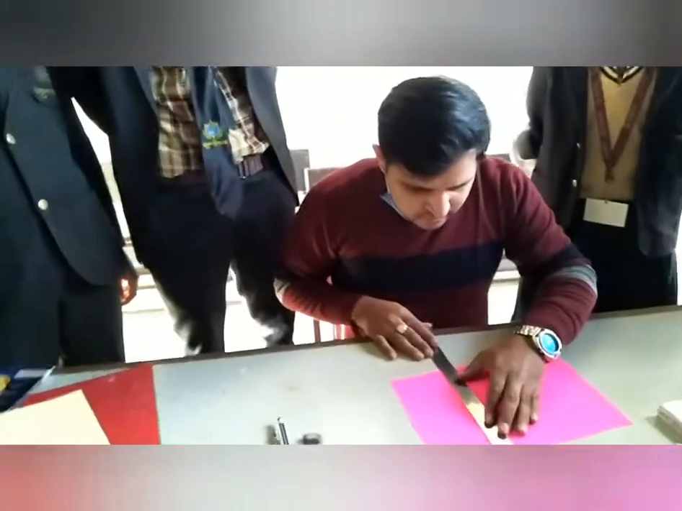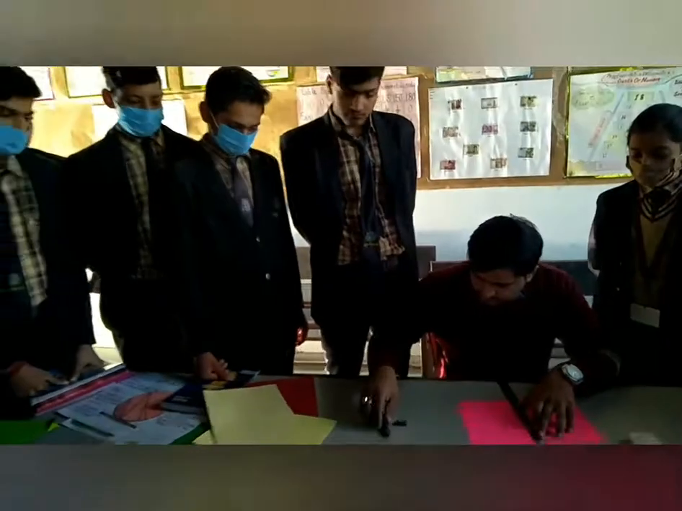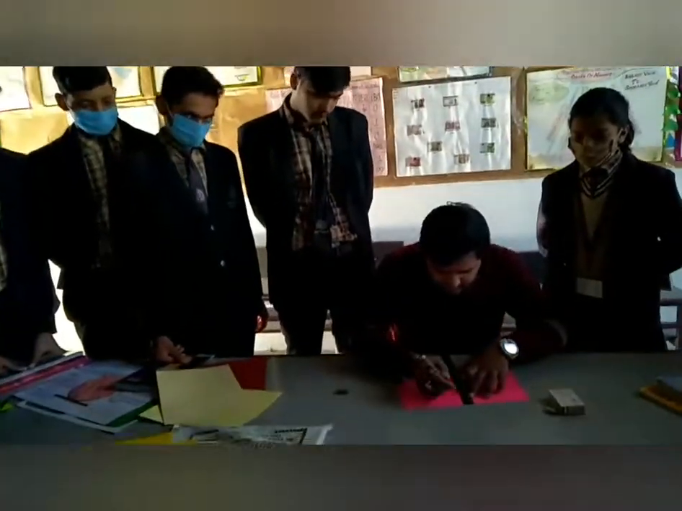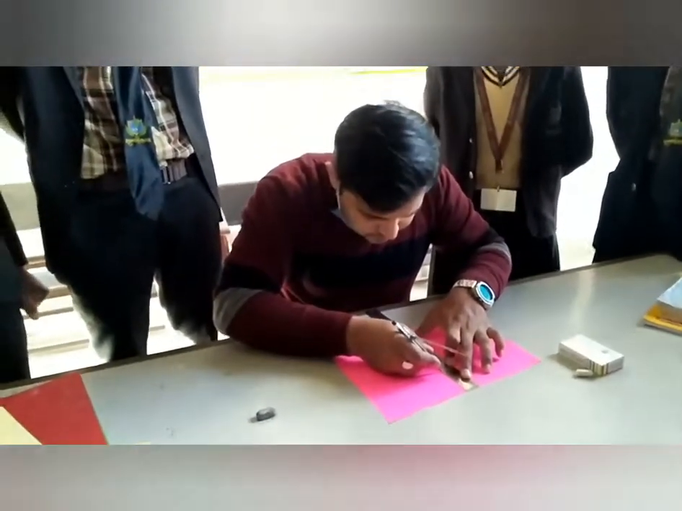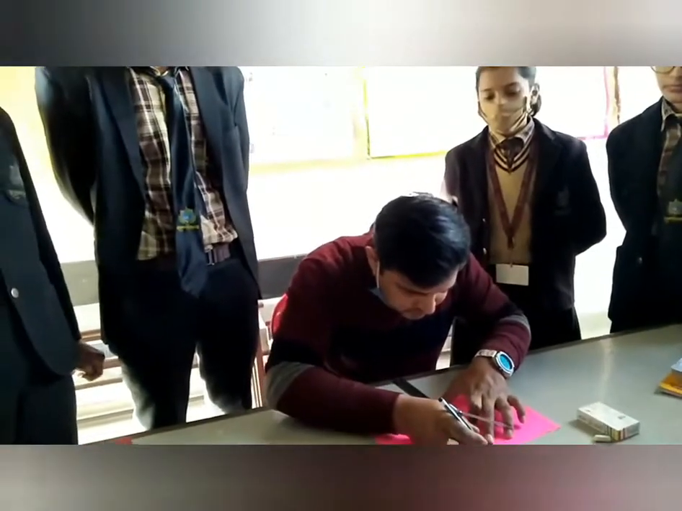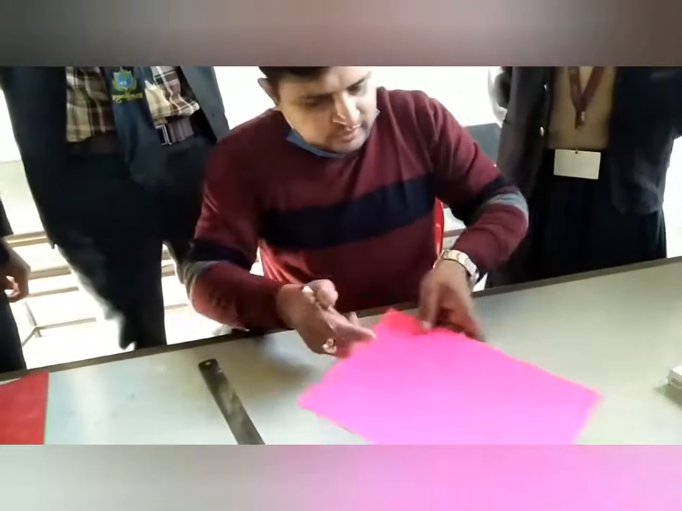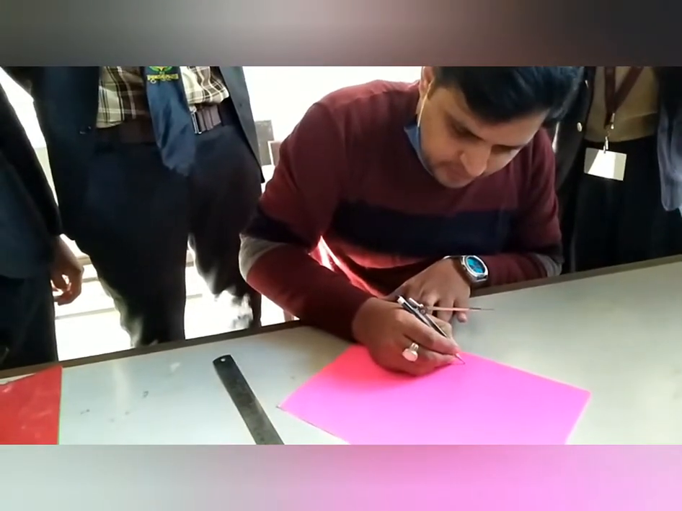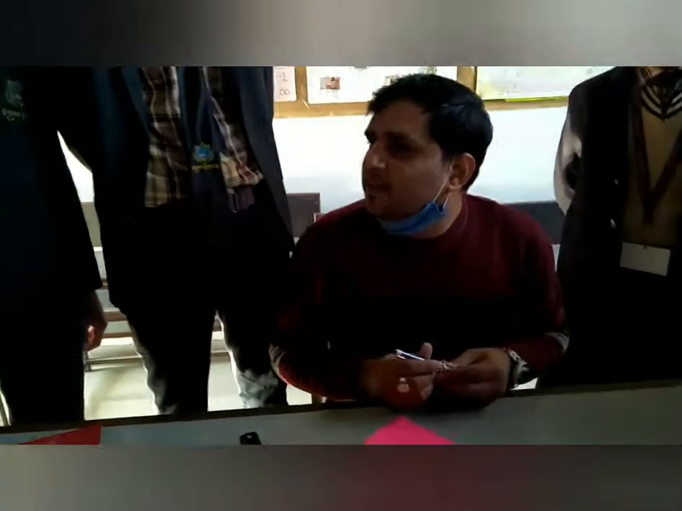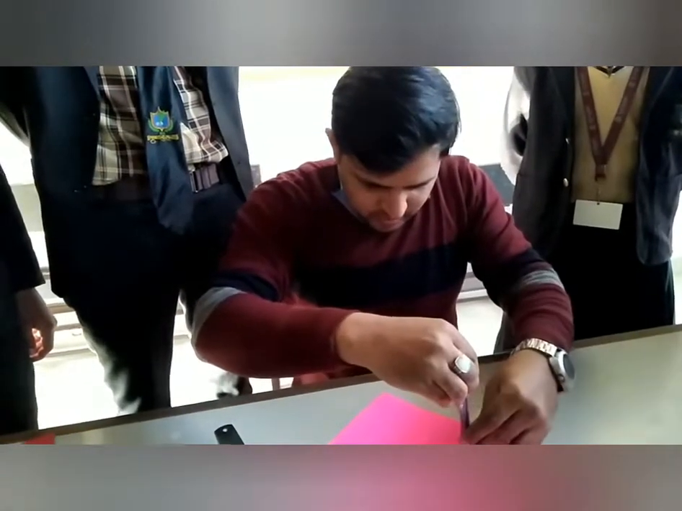We can take the side here as 6 centimeter. Just draw it. Okay, it is 6 centimeter. That is your A. Now how can we construct the rectangle, by making a 90 degree angle? Yes, sir. So here we can just make the 90 degree angle, or you can cut the paper.